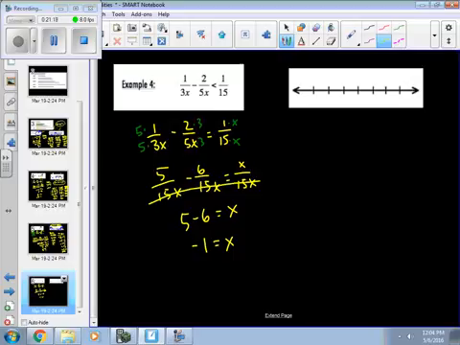Now for your domain, set whatever the common denominator is so it can't be 0. So here, 15x, we don't want that equaling 0. If we divide by 15, looks like x can't be 0.